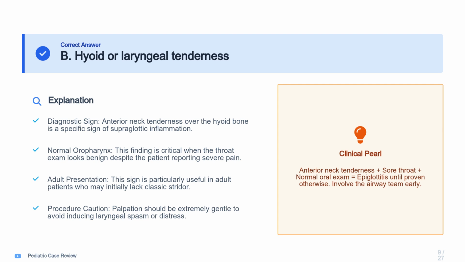Pain elicited by gentle palpation over the hyoid bone or laryngeal structures is a reported clinical sign of epiglottitis. This external tenderness corresponds to the internal inflammation of supraglottic structures. When this finding is present along with odynophagia and voice changes, strongly consider epiglottitis. Early involvement of the airway management team is crucial. This simple bedside examination maneuver can provide valuable diagnostic information when other findings are subtle.